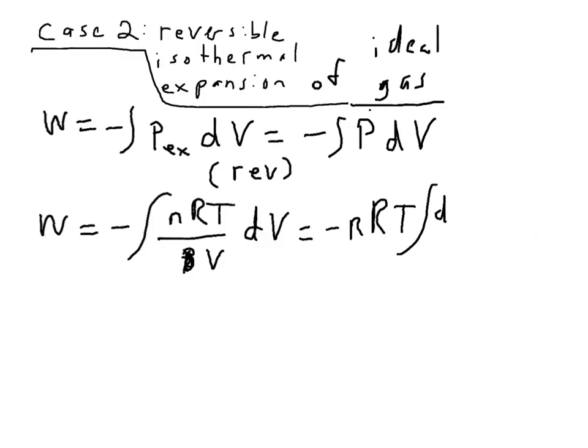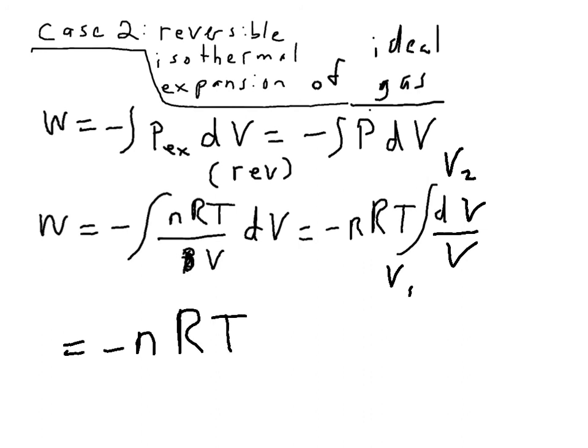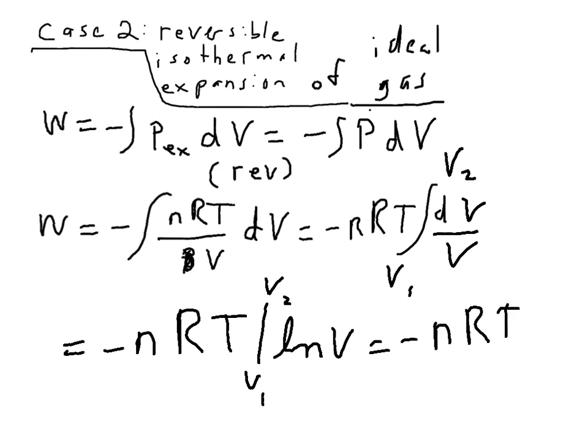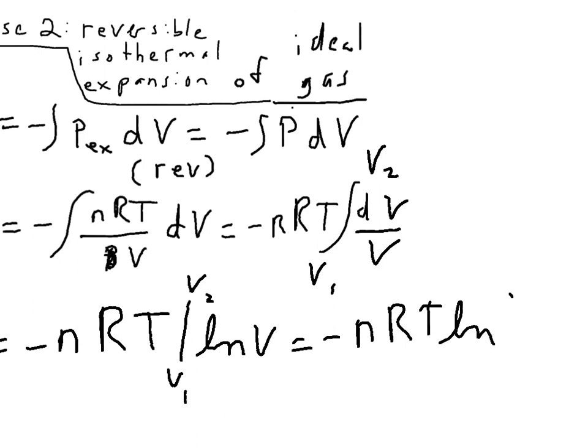So we pull out the negative nRT. We've still got dV over V, and we're integrating from V1 to V2, initial to final. When we take the integral, we see that it's going to give us a logarithm. So we have the log of V2 minus the log of V1. So it's negative nRT times the log of V2 over V1.